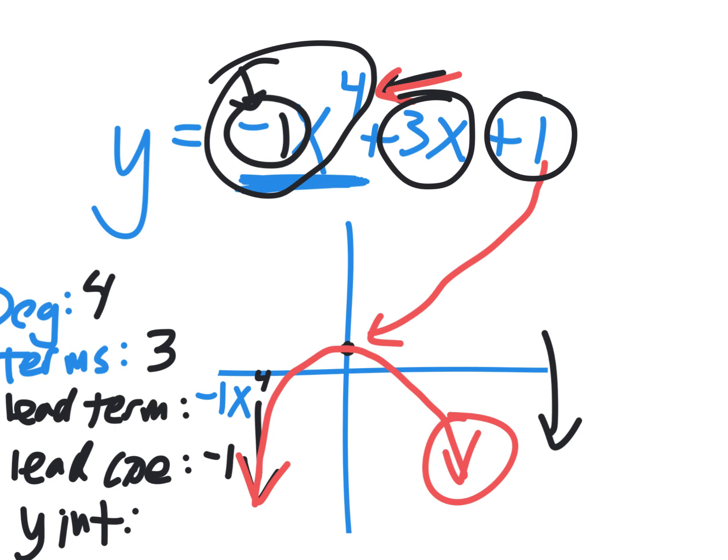Yes? How do you find the vertex off of...? That's an excellent question, and that's the last thing I have to teach you. How do you find the vertex for this thing? So, I have a little formula for you to memorize. Everybody write this down. X equals -b.